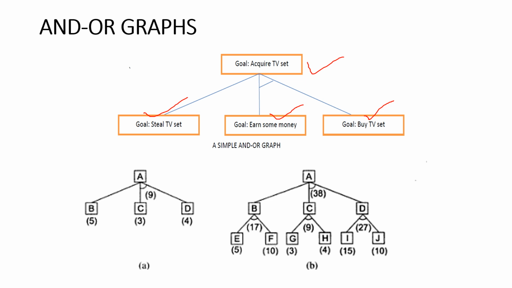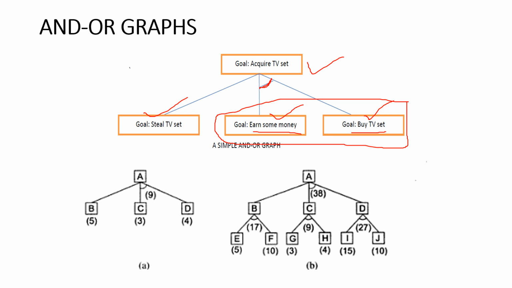Then next you can see earn some money. Earn some money means we didn't reach the goal state. We have to acquire the TV set, so we have to buy the TV set. So this is actually combined. Then only we can reach the goal state. We represent that using this arc. This shows an AND arc or AND node.